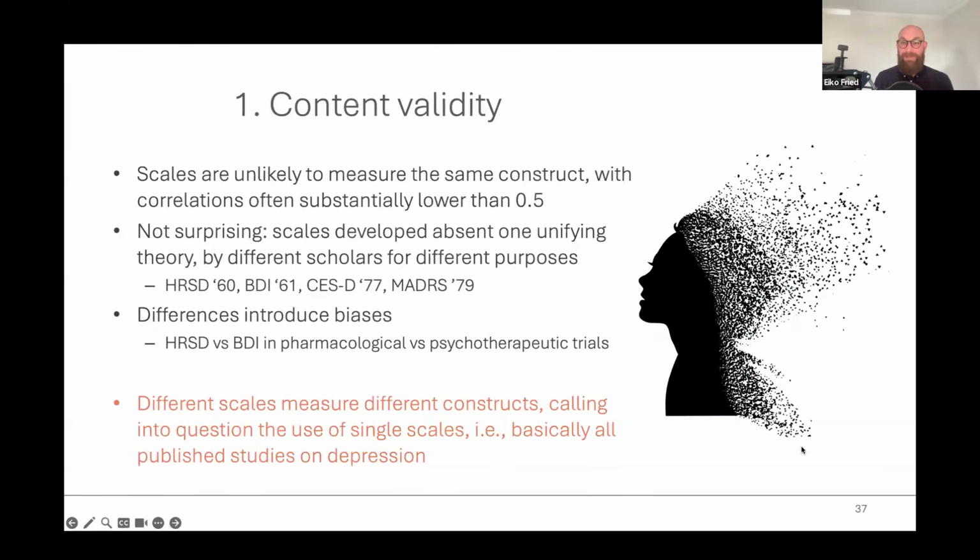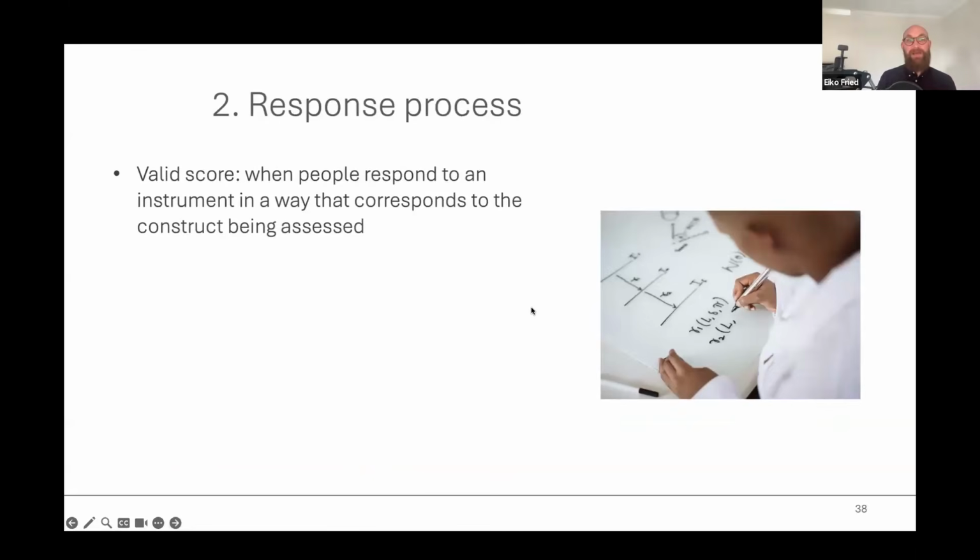Back to the content. Now I'm going to move on to the second part of the 4 topics of validity theory I wanted to talk about today, which is response processes. Again, this is according to the Standards for Educational and Psychological Testing.